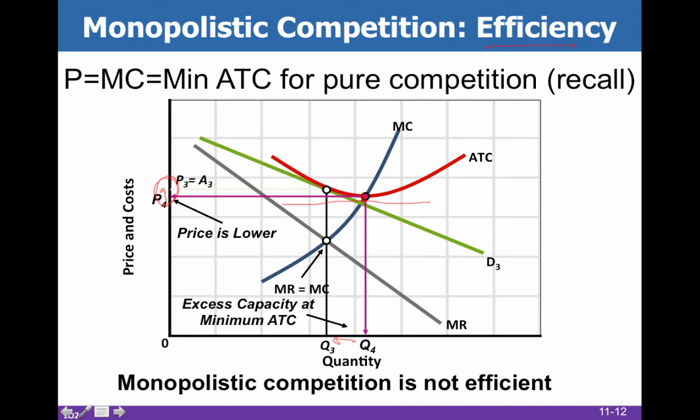Now we're going to have some excess capacity at minimum ATC. We could make this, but there's going to be excess capacity. We could do Q4, but we're only going to make Q3.